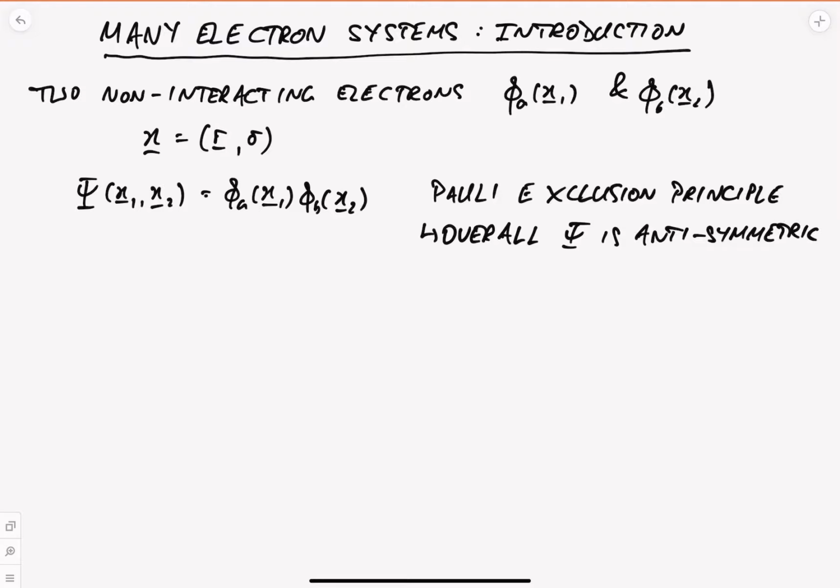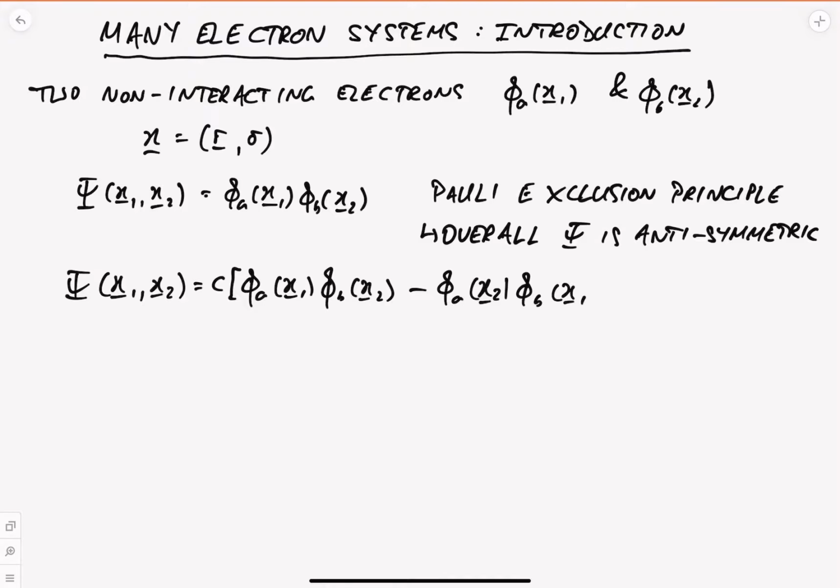A simple way to do this for the simple case of two electrons is to write it as follows. There's capital psi of x1 and x2. That's equal to some normalization constant times phi a of x1, phi b of x2, minus phi a of x2, phi b of x1. And you can see there that if x1 were to equal x2, in other words, if the two electrons were to be at the same point in space, we would get 0. In other words, the wave function would disappear. So it's not possible to have that.